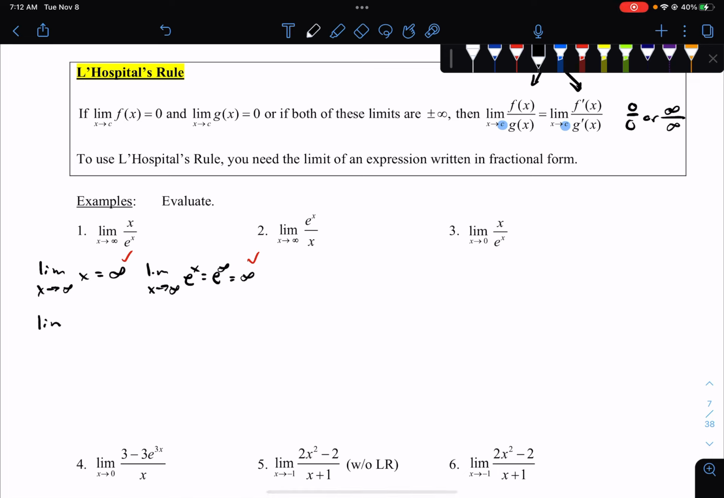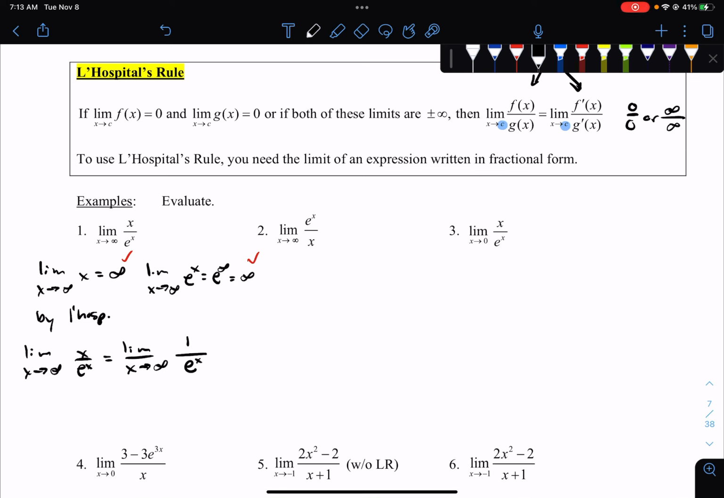So then I can say by L'Hopital, because the top and the bottom limits are the same, the limit as x goes to infinity of the original equation is equal to the limit as x goes to infinity. Now I can take the derivative of the top and the bottom. The derivative of the top is 1. The derivative of the bottom is e to the x.